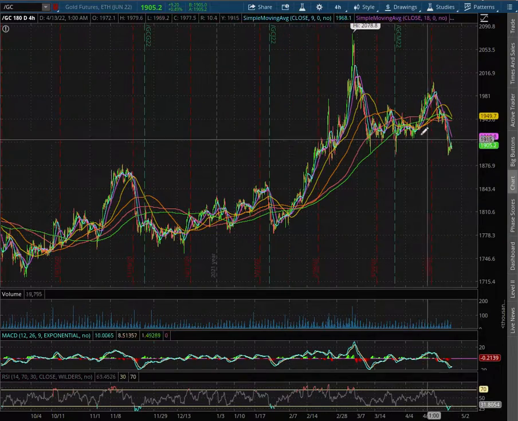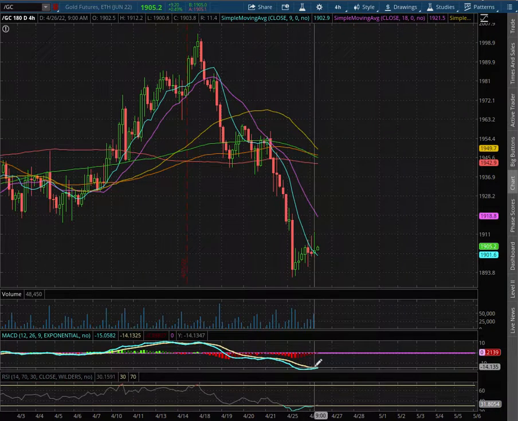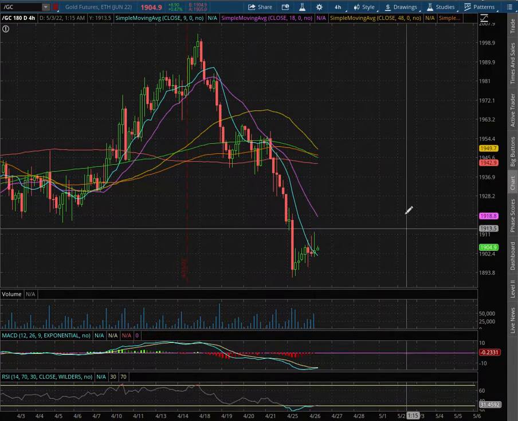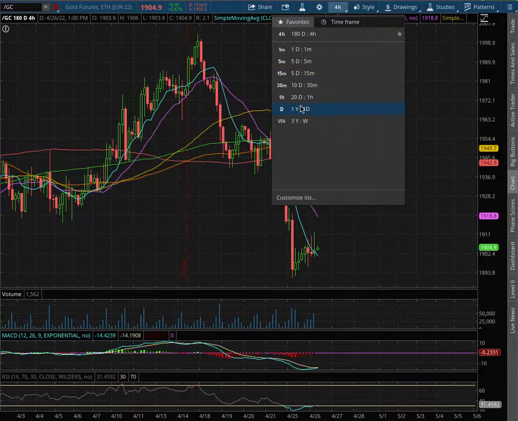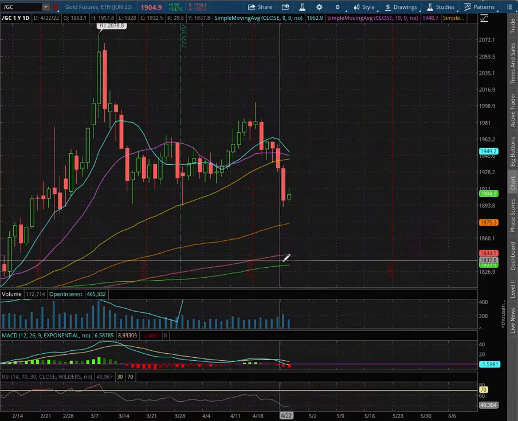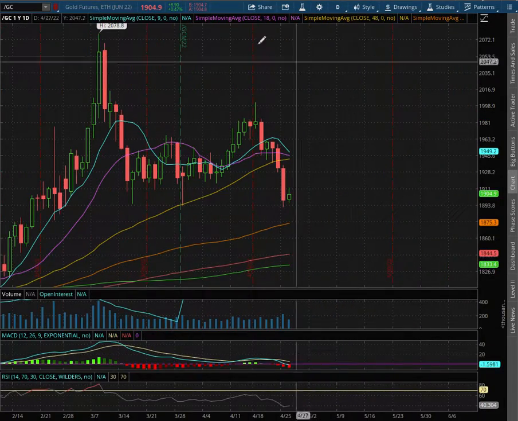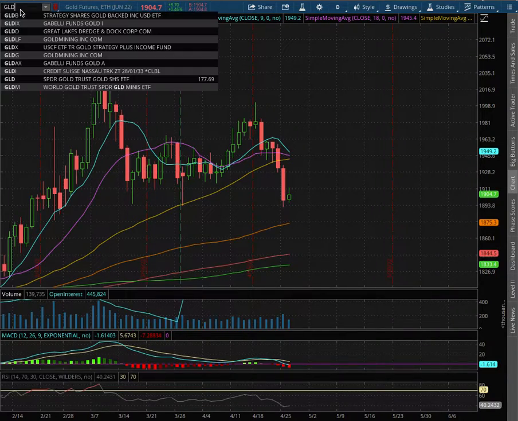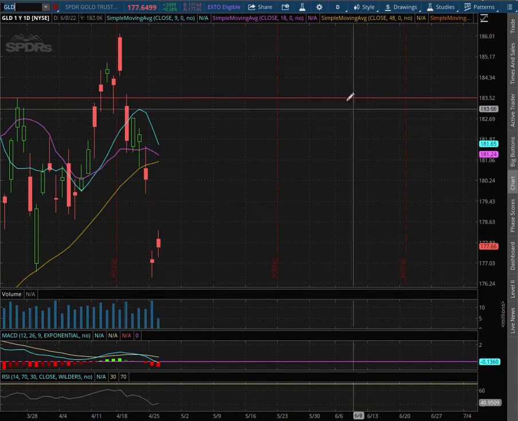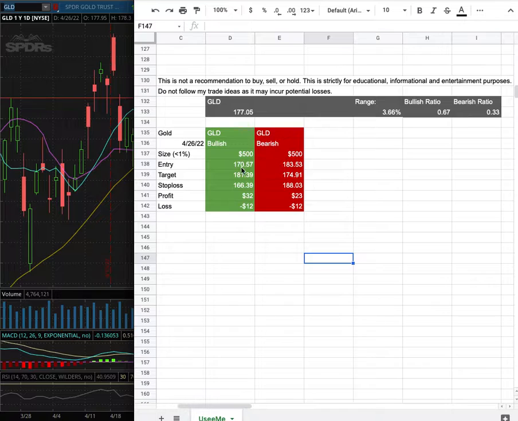With the 4 hour chart, we remain in negative MACD, seeing signs of a convergence. We're slightly off of oversold condition with the RSI. And with the daily chart, we're dipping into negative MACD territory. And as with the trade idea, I'll be trading GLD. My trade position size so far is less than 1% of my portfolio.